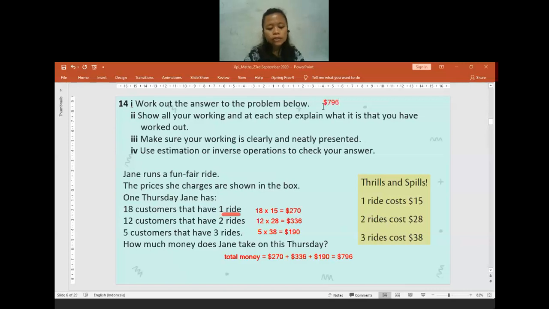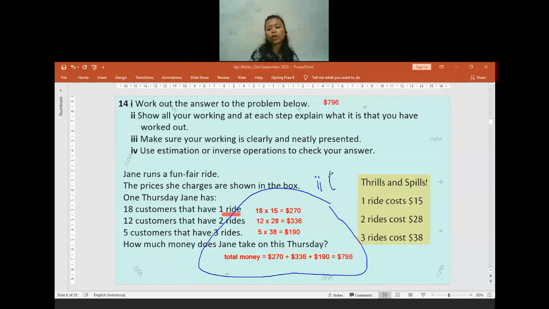So now we have already done questions 1, 2, 3. We already have the final answer. The final answer will be $796. And then for the steps for questions 2 and 3, it means we have to show all the steps properly. So for this one, we already answered questions 2 and 3. This one is the steps for questions 2 and 3. This will be answering question 2 and also question 3.